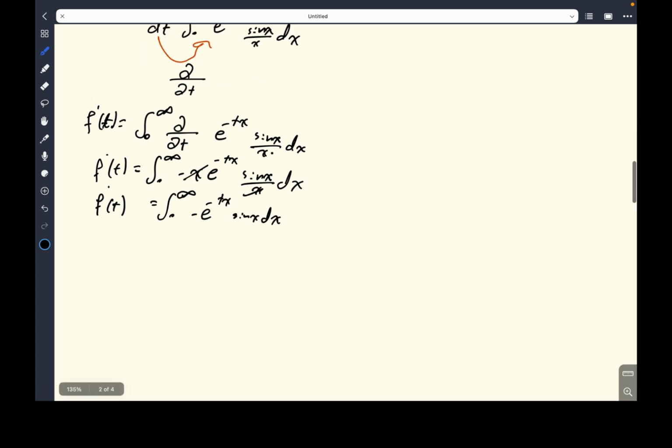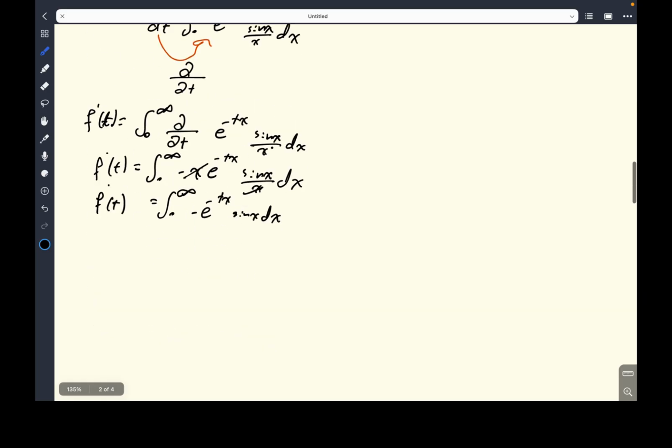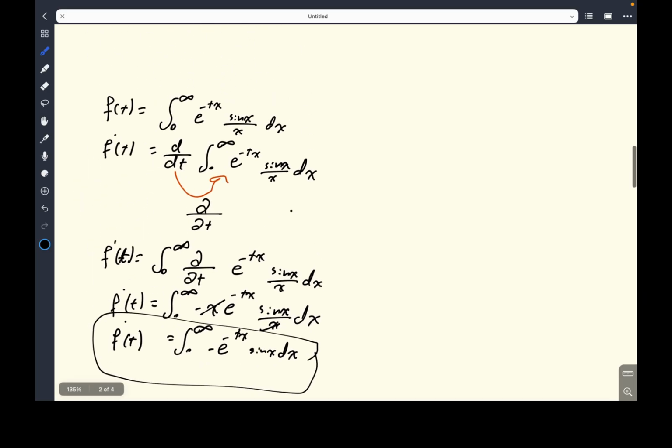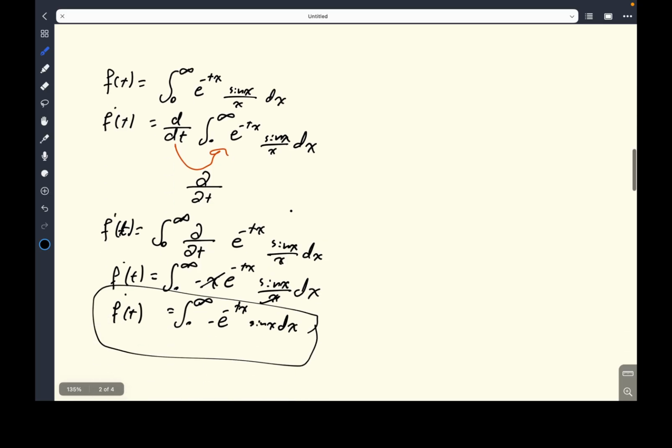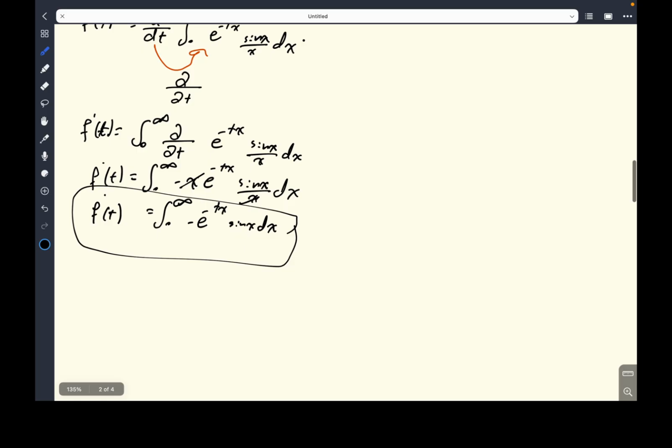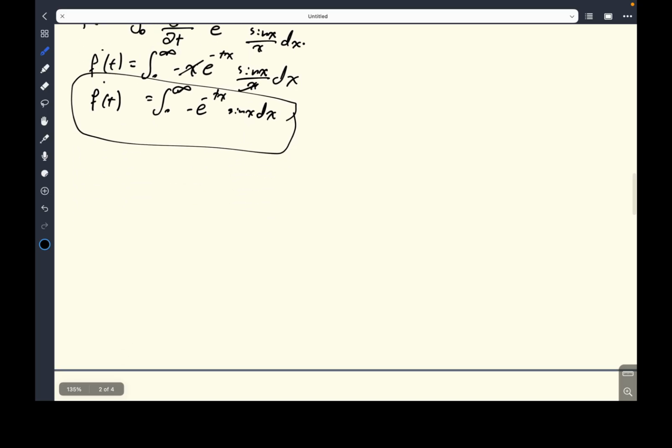Now here I'm going to recall a thing. Now that we're able to integrate this function, our goal is to find f of 0, because if you plug in f of 0, it's going to yield us sine x over x dx, because e to the power of 0 is just 1, and 1 multiplied by any number is that number itself.